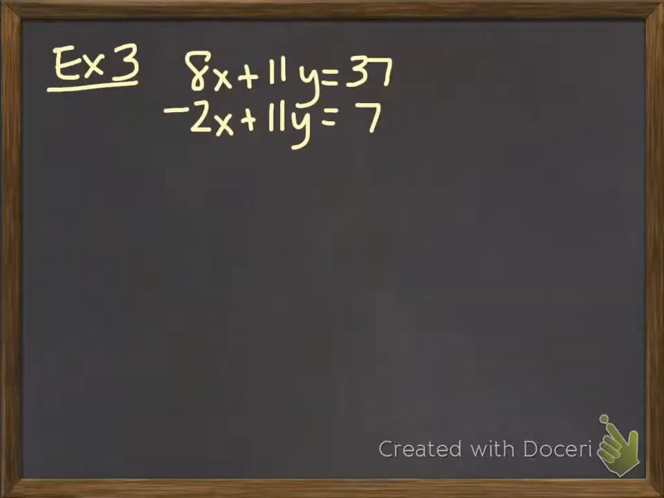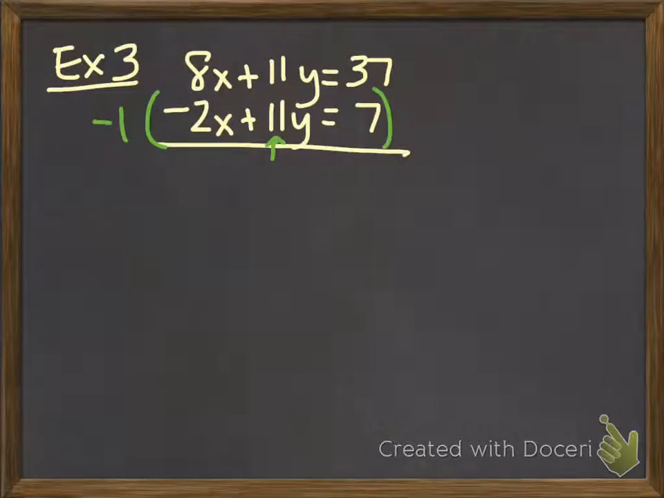Example 3, 8x plus 11y equals 37, and negative 2x plus 11y equals 7. If I add going down, this is not going to cancel out, because they're both positive. One has to be positive and one has to be negative, and it has to be the same number for them to cancel out to 0. So I think the easiest thing to do would be to multiply either the top or the bottom by negative 1. Then this will become negative 11y, and then it can cancel out. So let's see what happens with that.